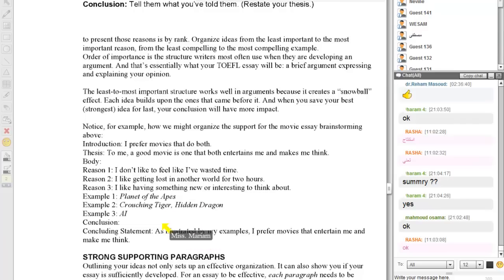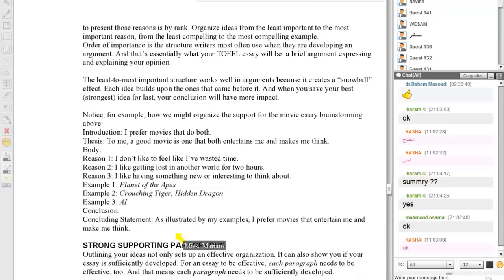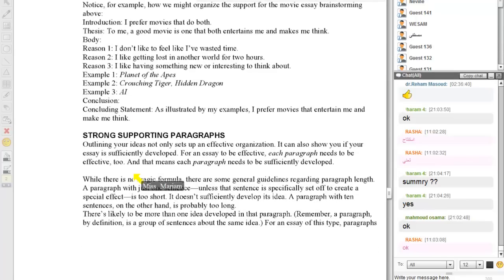The conclusion: I'm going to rephrase or restate my thesis again, my main idea. As illustrated by my examples, I prefer movies that entertain me and make me think.